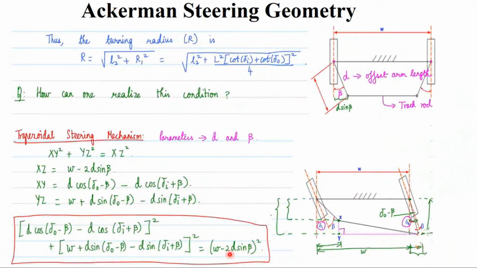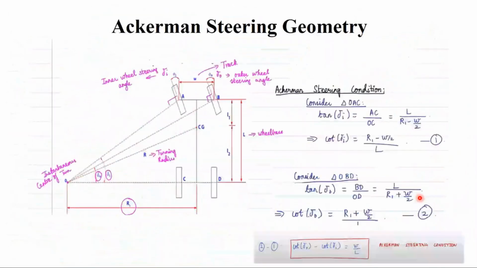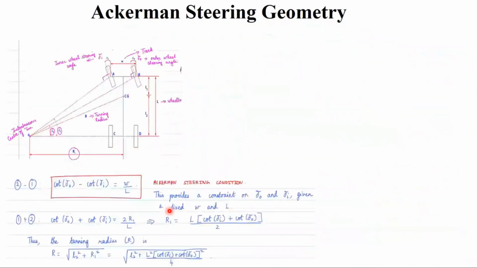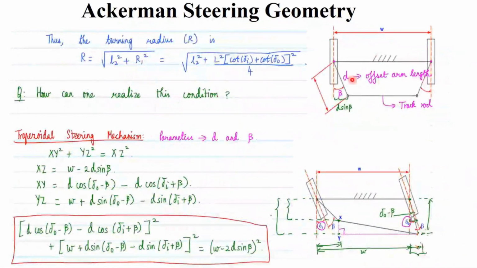So when you design the steering system, what are the parameters you need to consider? Parameters d, beta, del I, del O, wheelbase, and also the wheel track. Wheelbase, wheel track. You have to consider del I, del O. Okay. What are the other things? In addition to these parameters, you should also consider the offset arm length d and the angle beta.